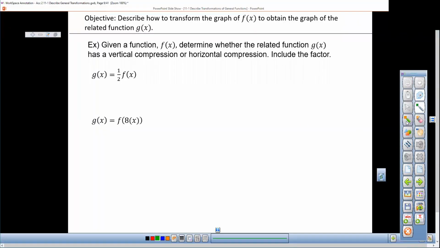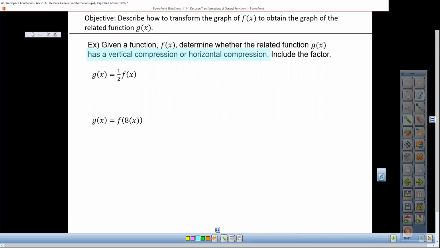All right, so in these next examples, we're going to focus on being able to differentiate between a function that has a vertical compression or a horizontal compression. And so again, the position of the parameter is going to tell us whether it's an A or a 1 over B to start with.